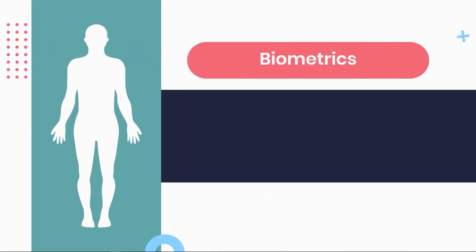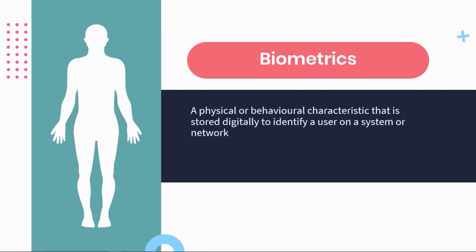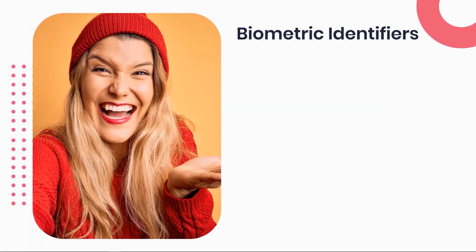Biometrics can be seen as a physical or even behavioral characteristic which is stored digitally to identify a user on a system or network. Some good examples of biometrics are the use of facial recognition, fingerprints, and a voice authenticator. Biometrics does provide a sense of confidence to users in that they know that access will only be granted with that specific personal data. A biometric identifier is related to human characteristics which are derived from the following.